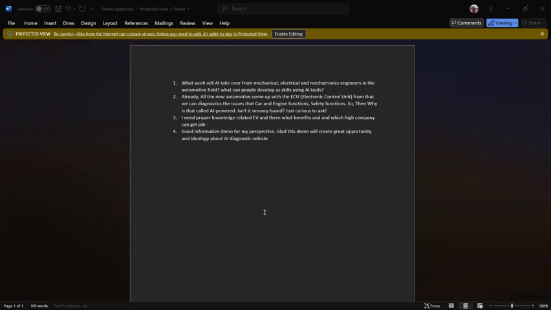Good informative demo from my perspective. Glad this demo will give a great opportunity and ideology about AI diagnostics.